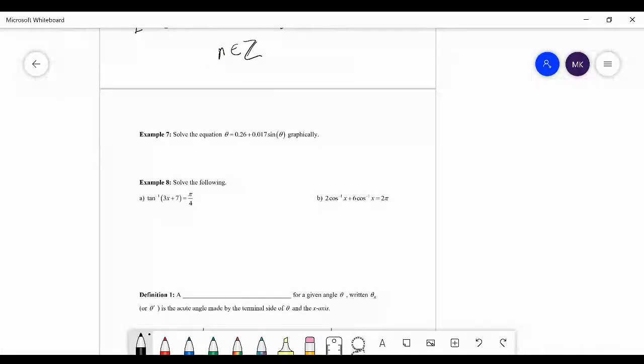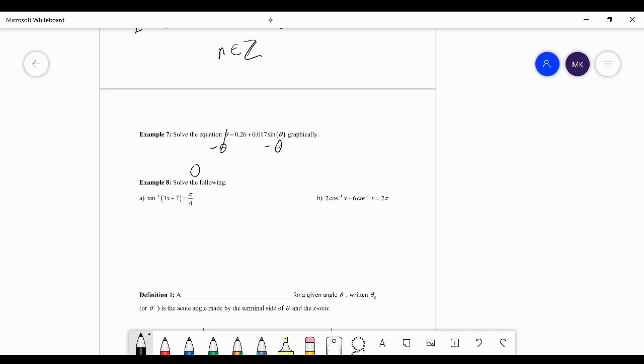Example 7 is a little more challenging for us on here, only for the reason that I don't have a calculator to show you guys this. But it's really easy to do, and as it says, to do it graphically. So you're going to use your calculator for this. The first thing to do is get all of your variables on one side. So we're going to subtract theta from both sides.